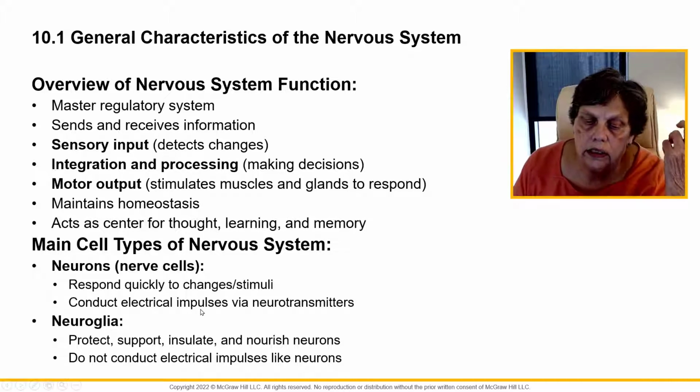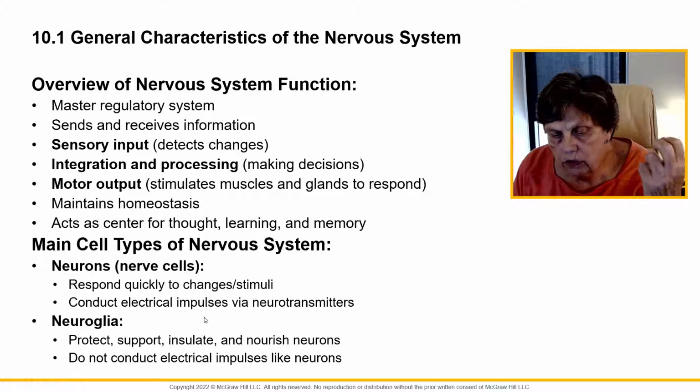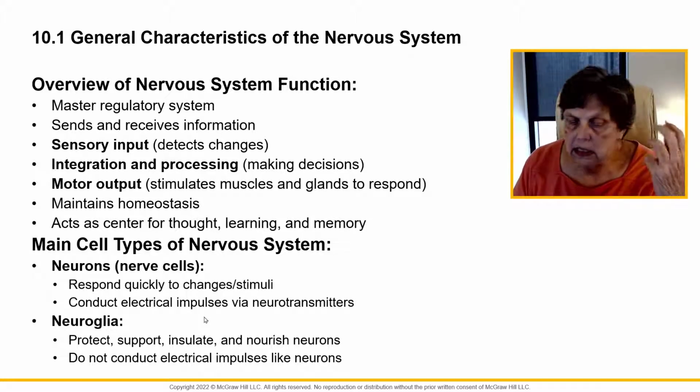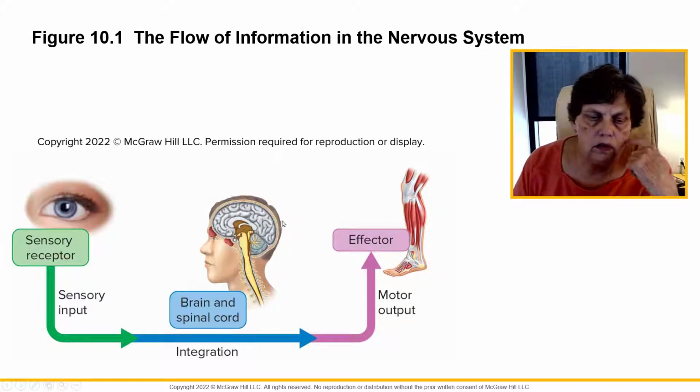The neuroglia is a protective tissue. It's going to nourish those neurons. It's going to insulate them. It doesn't conduct any electrical impulses, but it's a supportive tissue for those lovely little neurons.